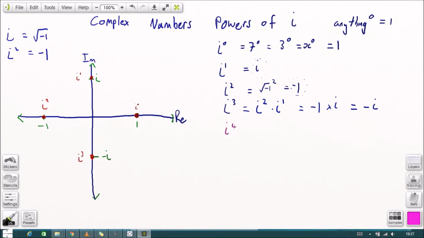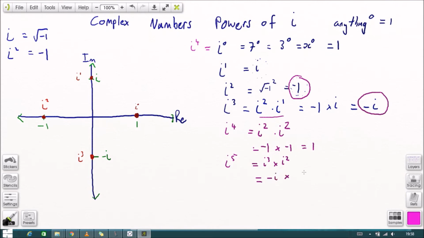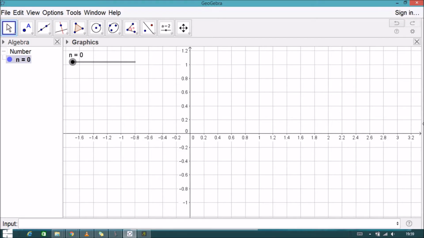Now we'll move on to i to the power of 4. Using the same rule we did just before, the exponent law, that's i to the power of 2 times i to the power of 2, which is -1 times -1, which is 1. So i to the power of 4 is the same as i to the power of 0. Following on from that, i to the power of 5 is -i times -1, which is i. So i to the power of 5 is the same as i to the power of 1. And this pattern continues. And i to the power of 8, I'll just use this one to demonstrate every fourth power it repeats. So i to the power of 4n is always going to be equal to 1.